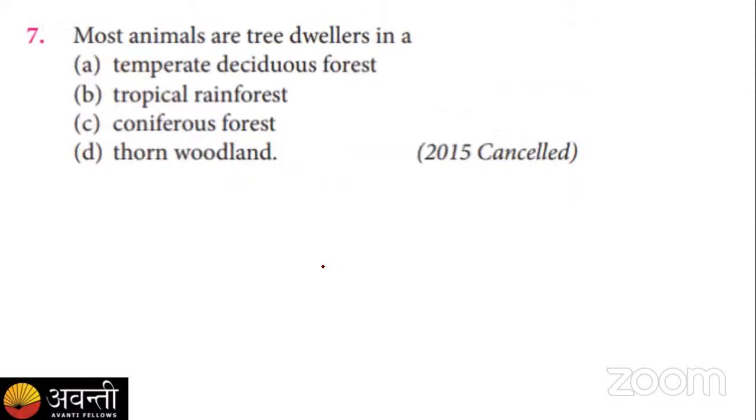Okay, now move to the next question. The next question, question number 7, says most animals are tree dwellers. Tree dwellers means they are staying on the tree. They survive on the tree. They can be found in temperate deciduous forest, tropical rainforest, coniferous forest, and the thorn woodland. So here is your poll for this question to give your answer.